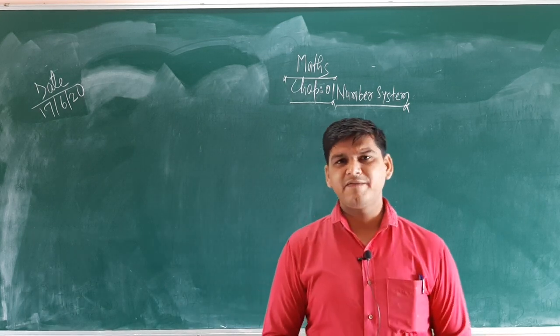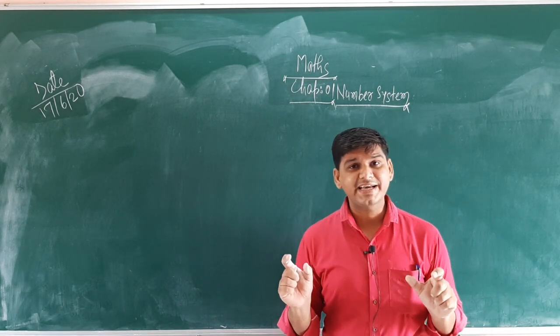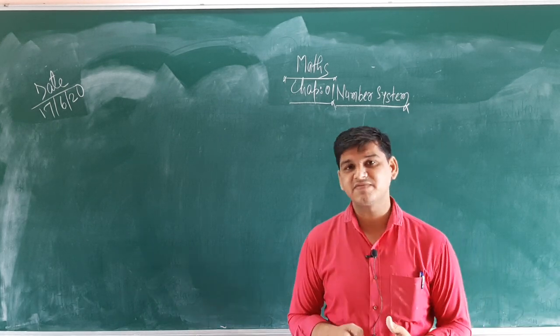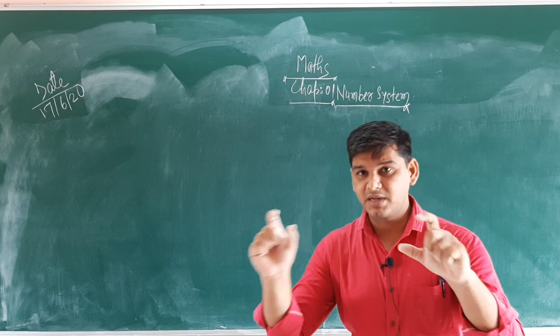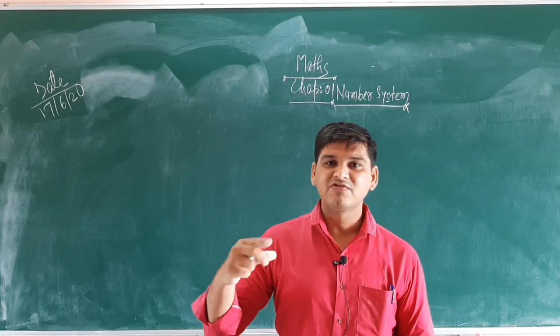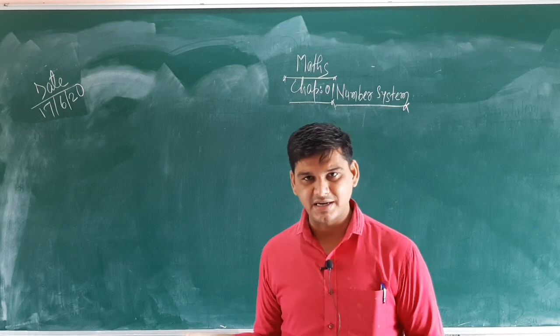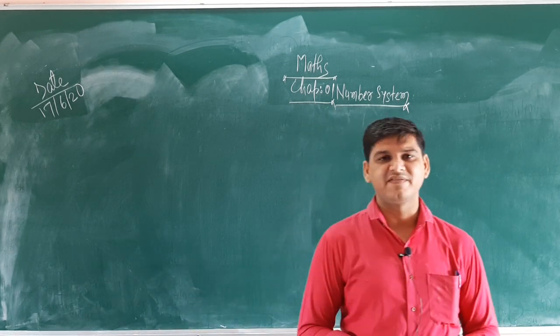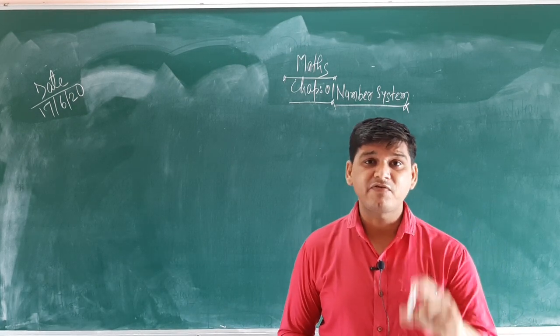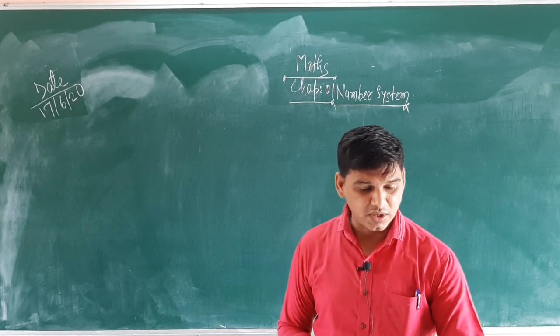Now today we are discussing how we can find irrational numbers between two numbers. In the previous class we discussed rational numbers between two numbers, like 3 rational numbers between 3 and 4, and 5 rational numbers between 1 by 3 and 3 by 8. But today we are discussing how to find irrational numbers between two numbers.